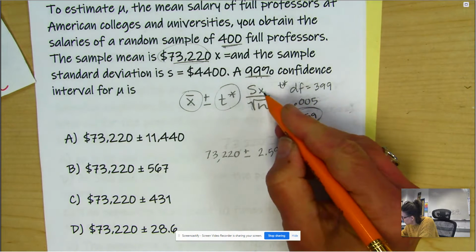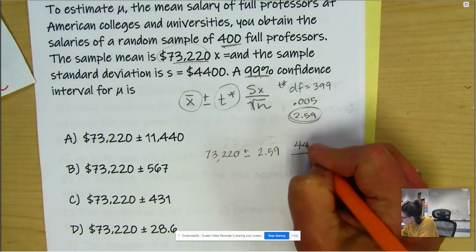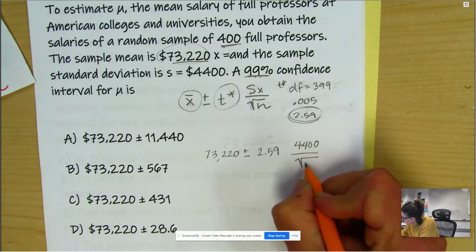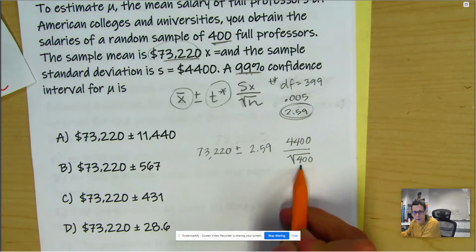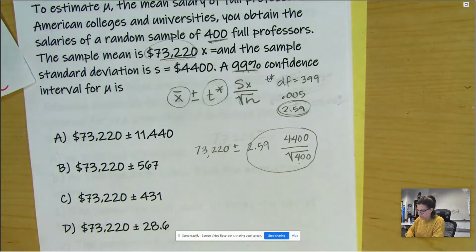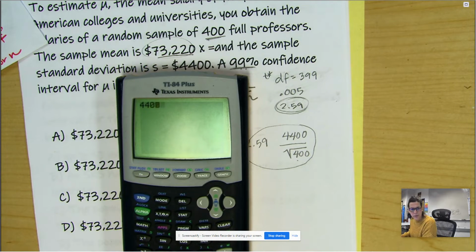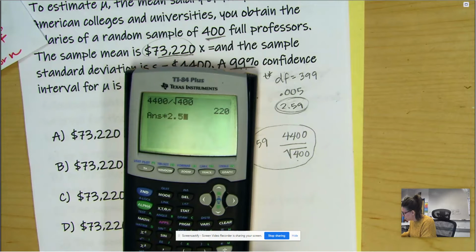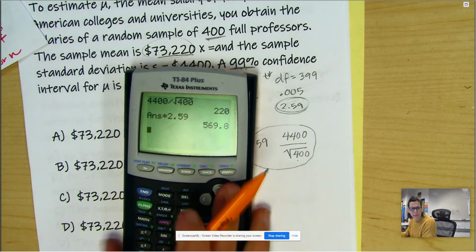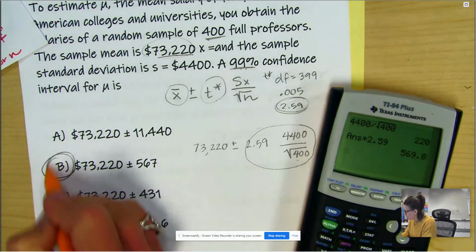Our standard deviation of our sample was 4,400, over the square root of 400. Because they wrote it this way, we're just going to calculate this first. 4,400 divided by the square root of 400 is 220. Then we multiply that by the critical value. And this is where I was saying I was off a little bit. I got 569.8, and I think that was what the answer key had.